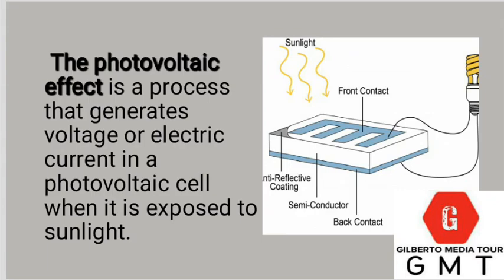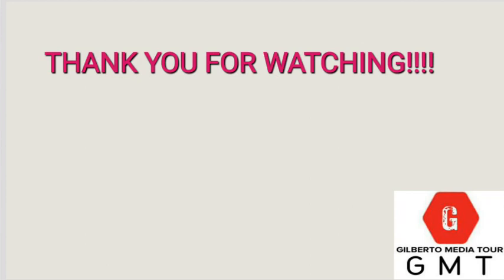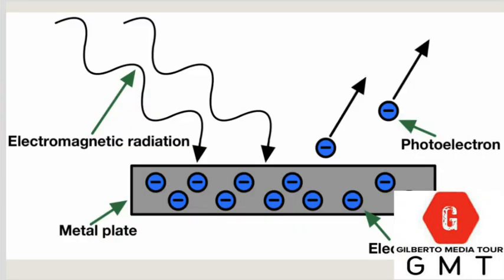When you say photovoltaic effect, as we understand, there is a production of voltage or electric current in photovoltaic cells, those cells that make up solar panels, when exposed to sunlight. How is the photoelectric effect different from the photovoltaic effect? The photoelectric effect, we have seen, is the removal of electrons from a metal plate when sunlight or electromagnetic radiation hits that metal.